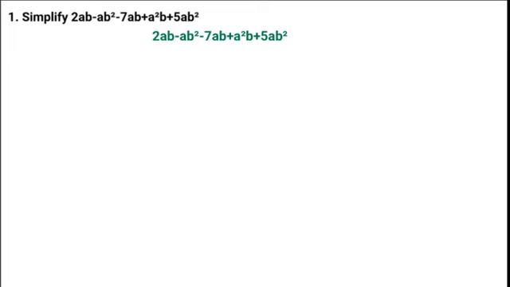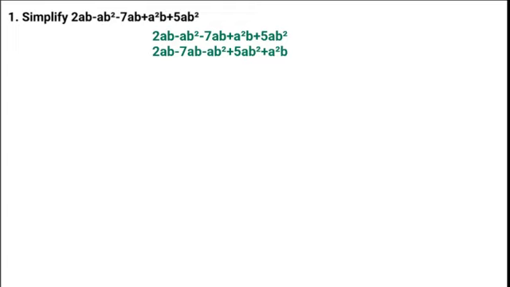Then once we have done this, the next thing we're going to do is put like terms together. So I'm going to write 2ab, then I'm going to look for another term that has got ab, and that term is negative 7ab. So I'm going to say minus 7ab, then I'm going to write minus ab squared, then I'm going also to pick, as you can see, we have also plus 5ab squared. So I'm going to say plus 5ab squared, then I'm going to write at the end a squared b.